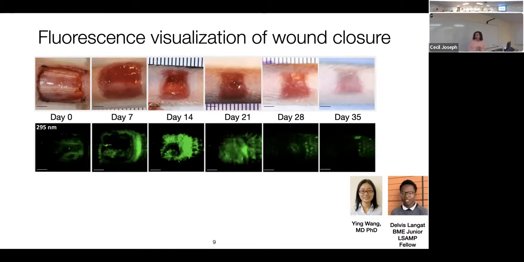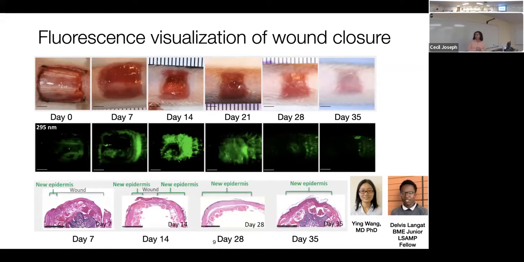Now, the standard in medicine is histology. So we did histology just to compare, to talk about results. And you can see at day 7, there's the wound. And then there's a little new epidermis, which just corroborates with day 7 the fluorescence. And then by day 14, the same thing. There's more new epidermis, but you still have a missing at the center. There's still a wound. And then by day 21, it's completely covered by a new epidermis.